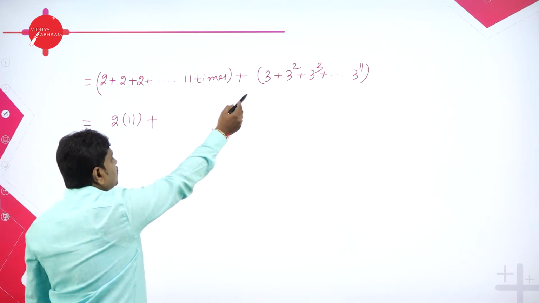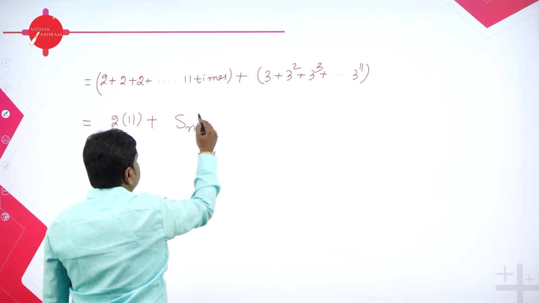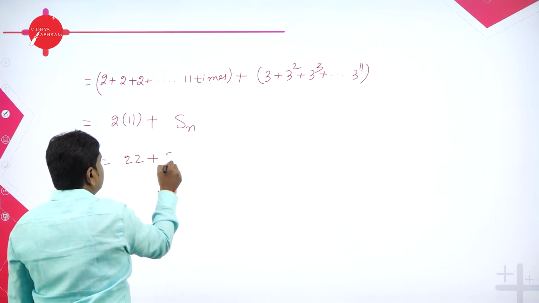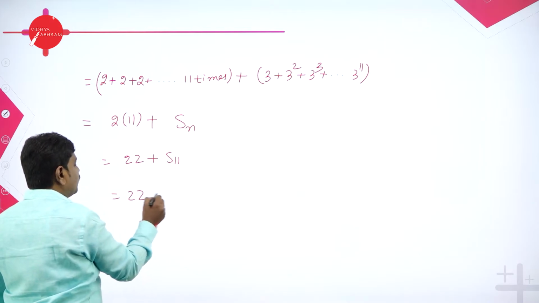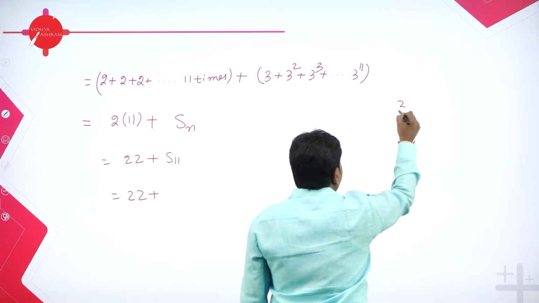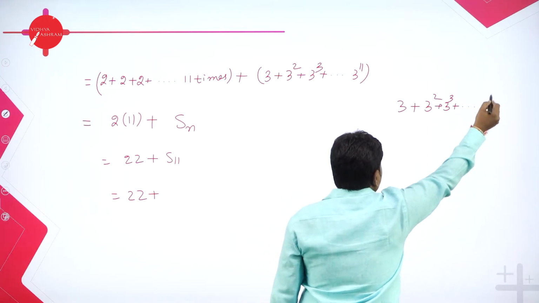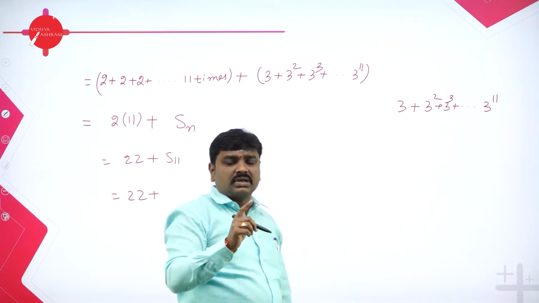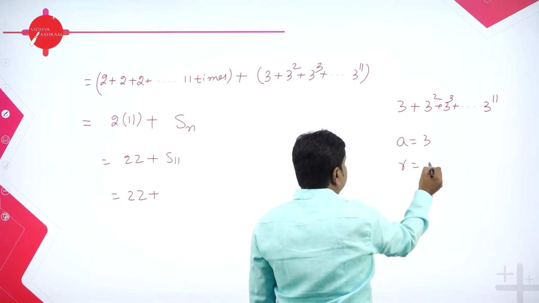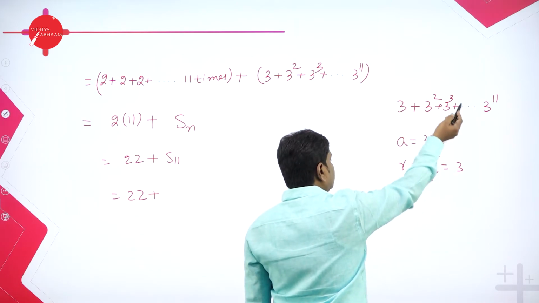And this is in GP, this is in geometric progression. So here I'll say 22 plus S11, the sum of 11 terms in GP. What is Sn? And here the common ratio, see dear students, 3 square, 3 cube till 3 power 11, they are in GP because they have a common ratio. The first term is A, 3, and the common ratio is 3 square by 3, that gives you 3. Common ratio is 3. For every term you multiply by 3, you will get the next term.